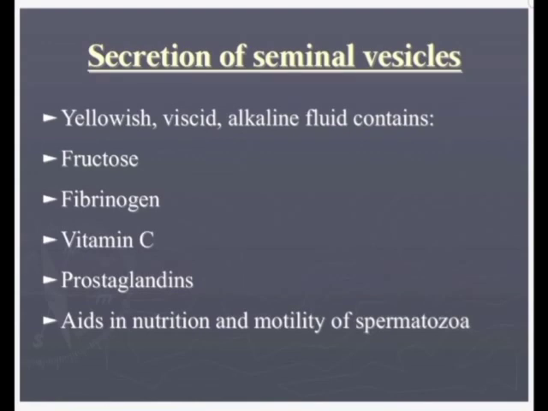Now the secretions of the seminal vesicles: it is a yellowish viscid alkaline fluid which contains fructose, fibrinogen, vitamin C, prostaglandins, and it aids in nutrition and motility of the spermatozoa. So seminal vesicle, although it is a tube, its function is as a gland, and their secretory products also contain globulin, ascorbic acid.